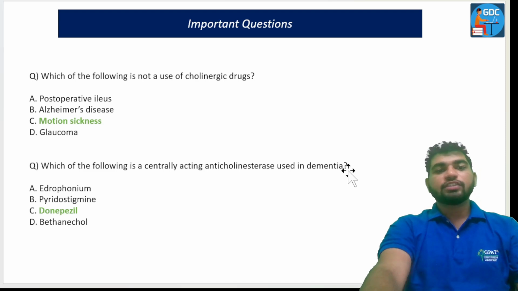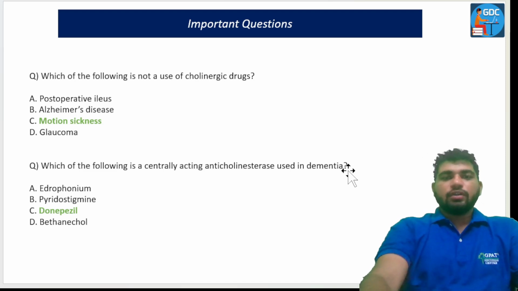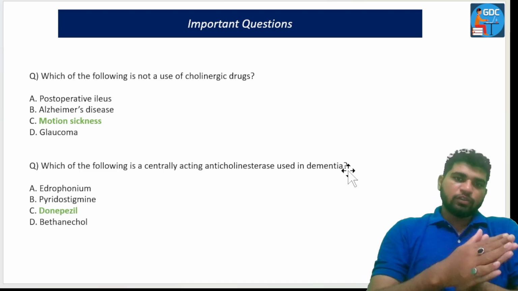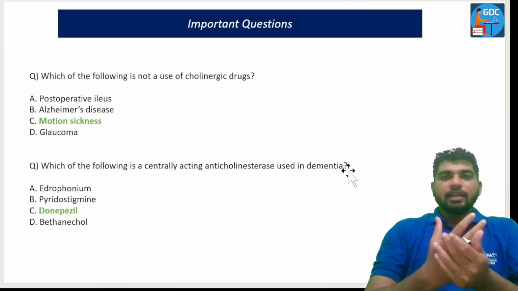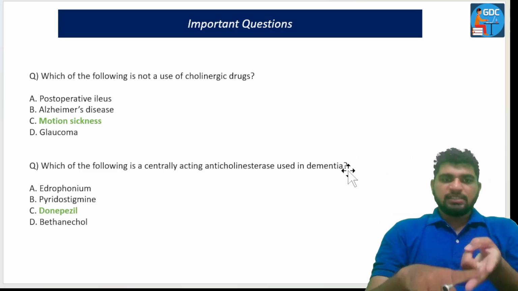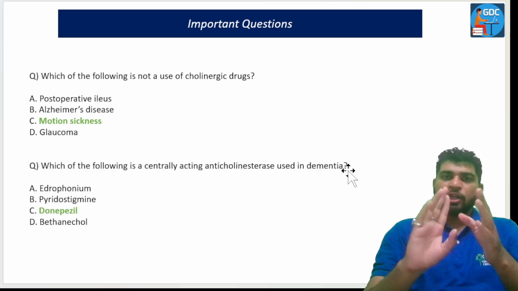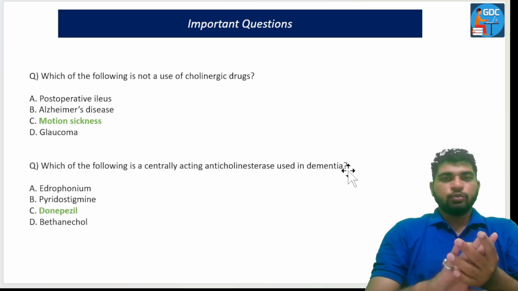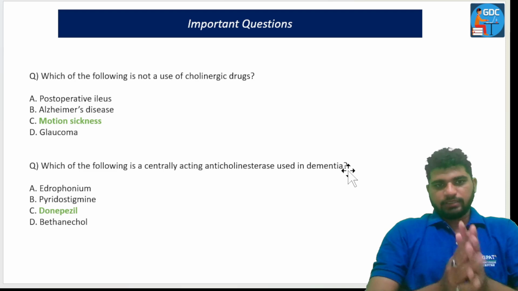So the answer to the first question is motion sickness. As we have seen before also, most of the cholinergic drugs can be used in postoperative ileus, Alzheimer's disease, and glaucoma also. But none of the cholinergic drugs are used for motion sickness.